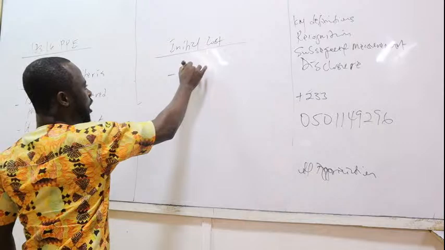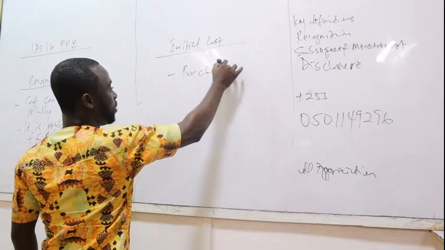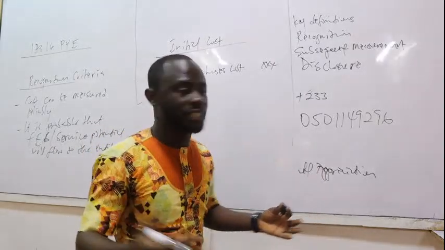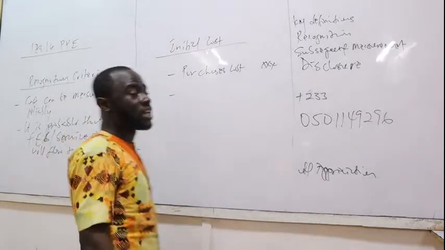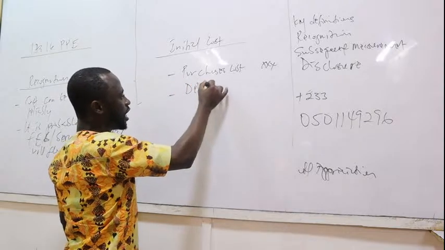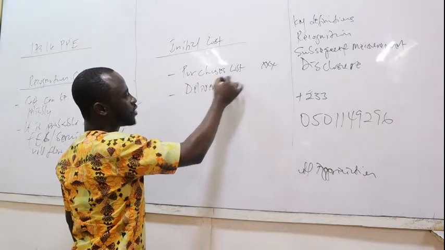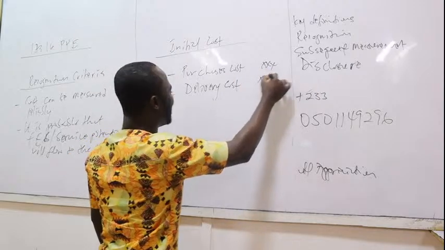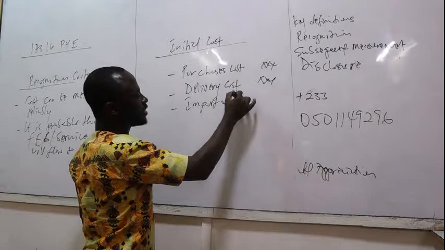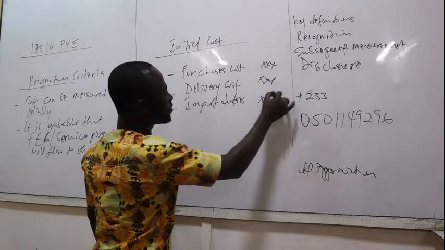Number one, the purchaser's cost, or if you want, the purchaser's price. That is how much we paid in acquiring the assets. Maybe we bought the asset from China, so some delivery costs will be brought in here, or dispatch costs, if you want to put that in there. Then import duties that we pay on the assets will be brought in.